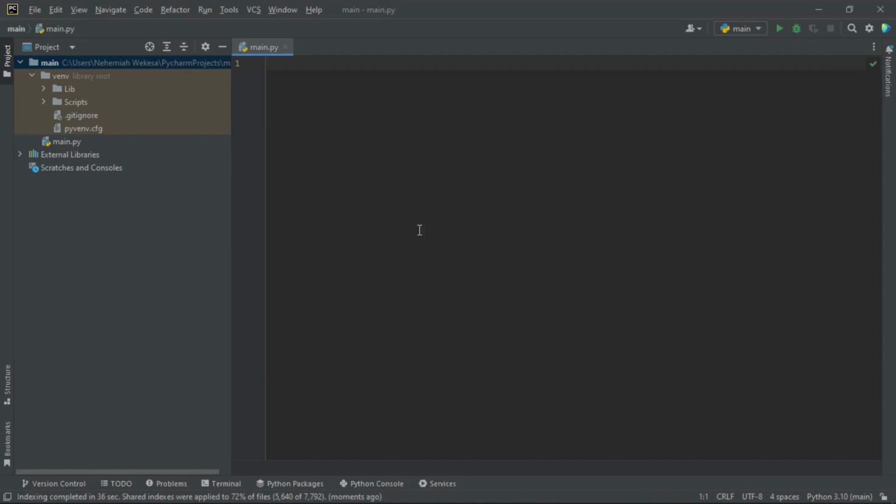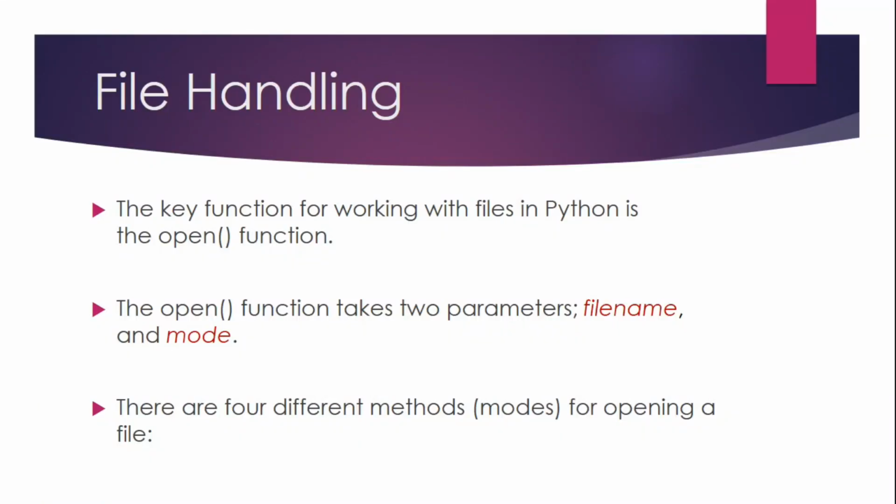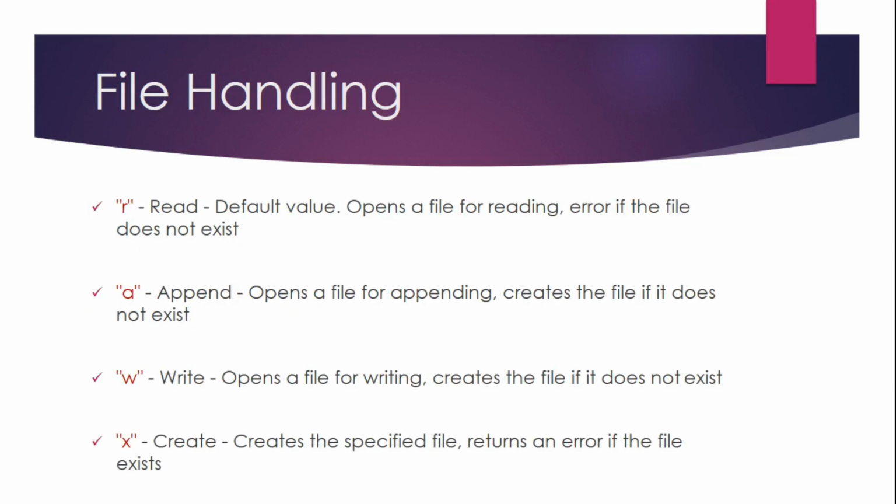Now guys, let's understand file handling in depth before we come to coding. Remember that the key function for working with files in Python is the open function. And guys, the open function takes two parameters, that is the file name or the path, and also the mode. Now there are four different modes for opening a file. The first one is the read mode, which is abbreviated with R. Now R is the read mode, the default value, which opens the file for reading, and it brings an error if the file does not exist.